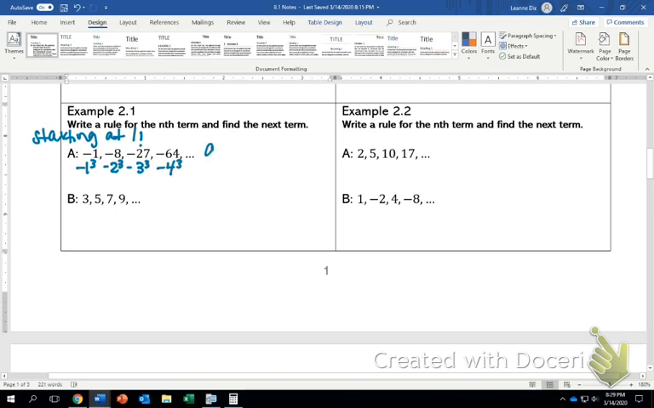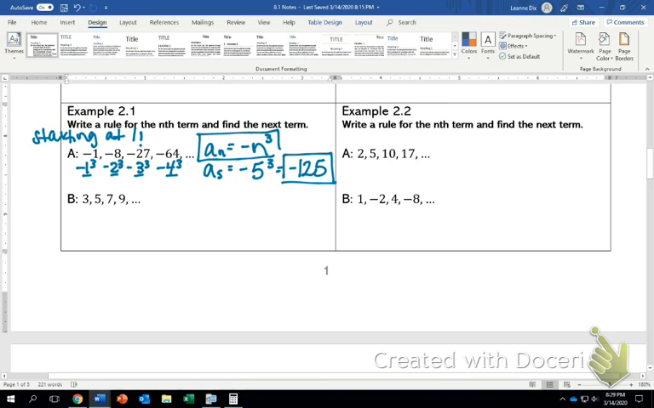So my rule, and I would write it like this, a sub n equals negative, and the number I plugged in is going to be my variable, n. Okay, the cube didn't change at all, so that carries over. And if I were to find the next term, that would be if I plugged in a 5, that would be -5 cubed, which is going to be -125. So my rule is here, and then my next term is here. And that's sort of the pattern we're having for all of these.